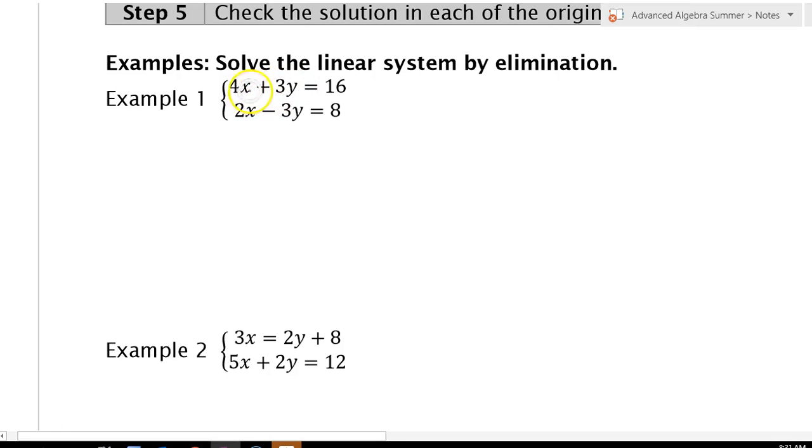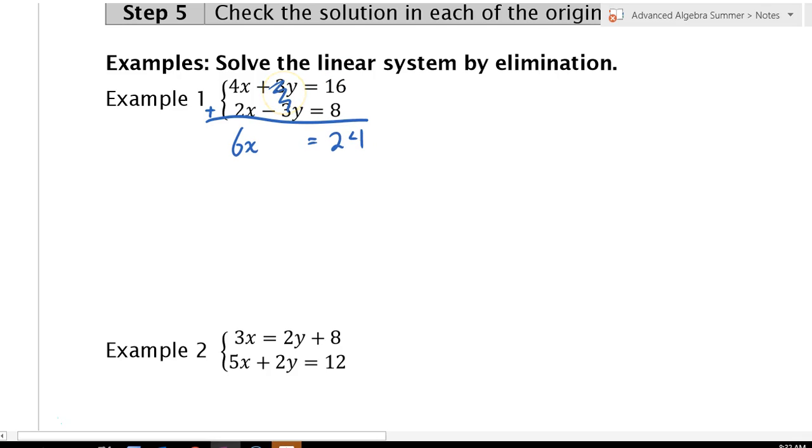So you'll notice also I'm in the form my x's line up, my y's line up, and my constant numbers line up. So here, if we think about adding these equations together, we add down. So 4 plus 2 gives me 6x. 3 and -3 give me 0, so they cancel out. Here, I'll get 24.